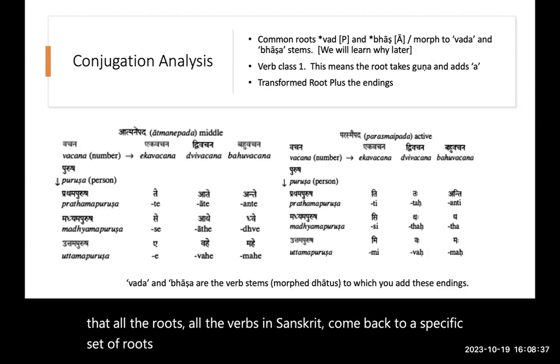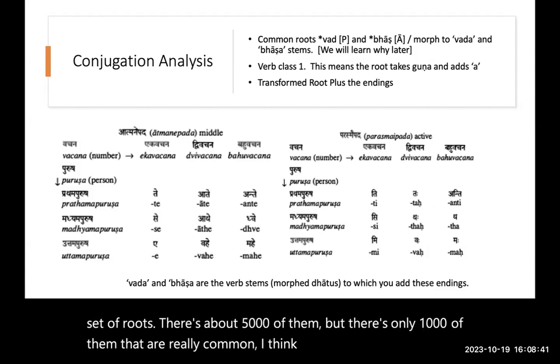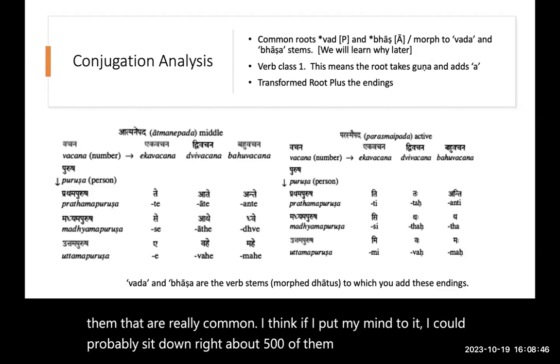There's about 5,000 of them, but there's only 1,000 of them that are really common. I think if I put my mind to it, I could probably sit down and write about 500 of them. You will too in time.